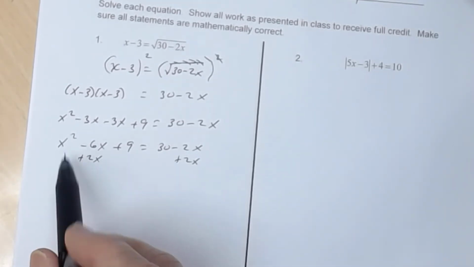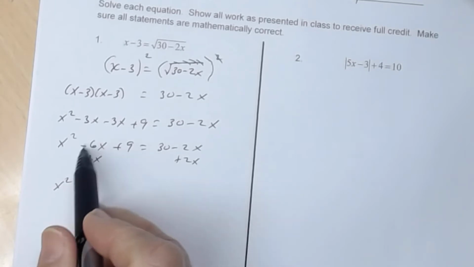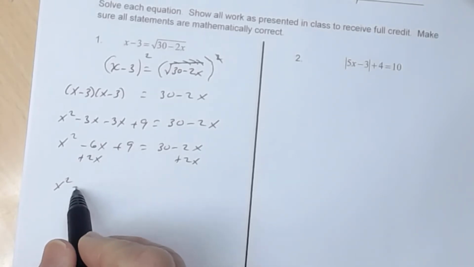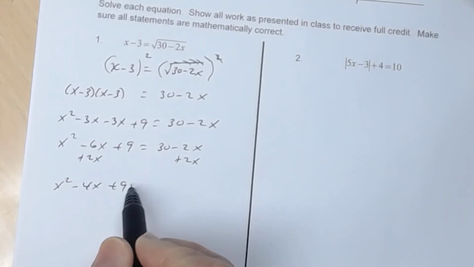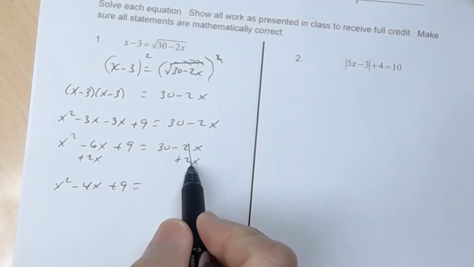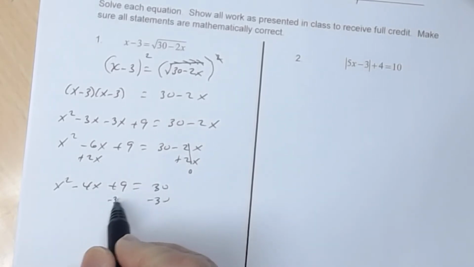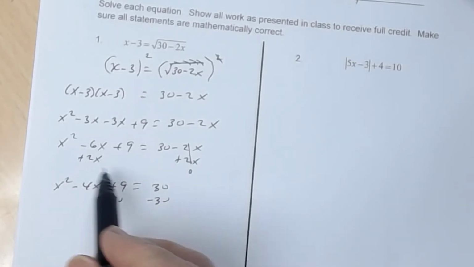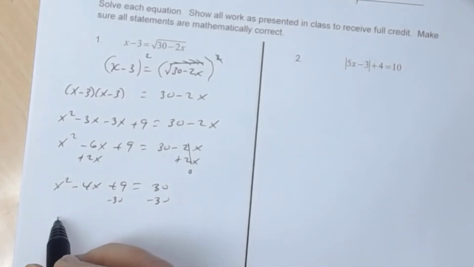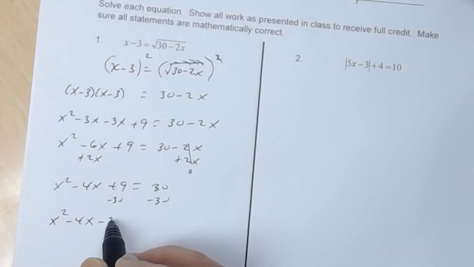Combine like terms, I get x squared. A negative 6x plus 2x is a negative 4x plus 9 equal, and when I combine these, that's 0. I'm left with 30. Subtract 30 from both sides. Notice I'm aligning my like terms. And so combining like terms again, I get x squared minus 4x minus 21 equal 0.